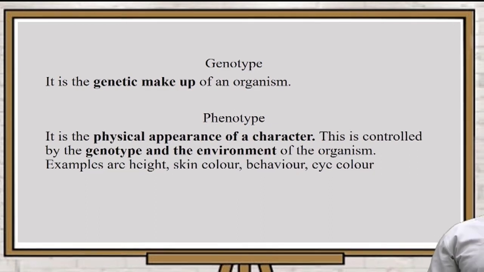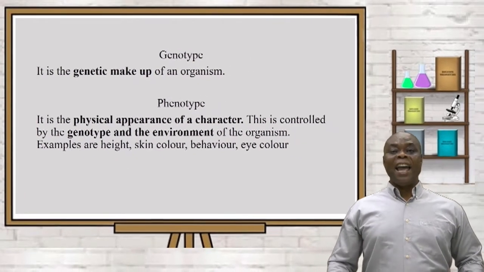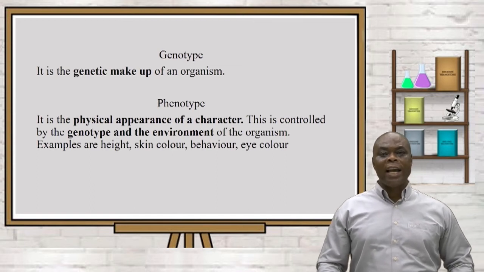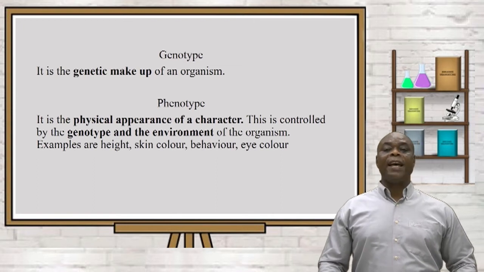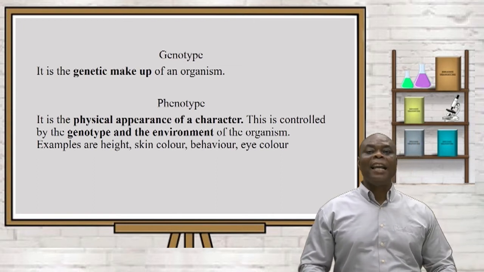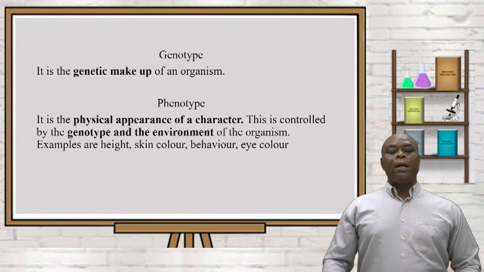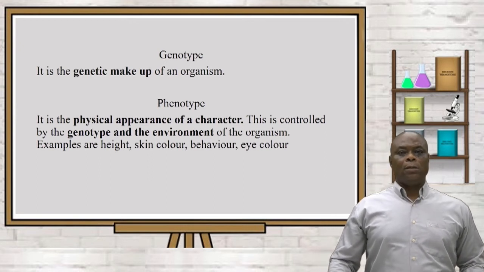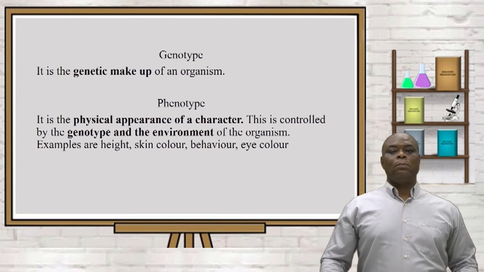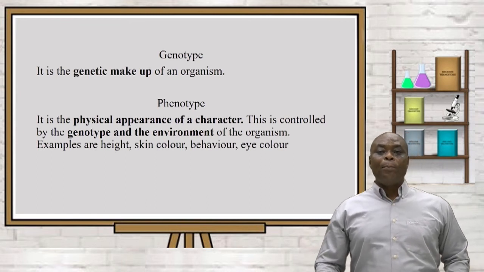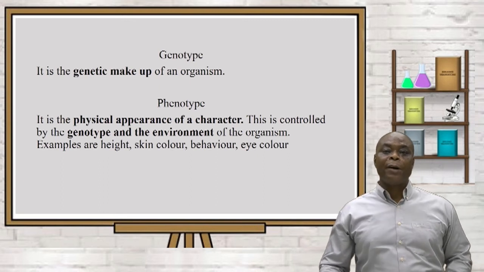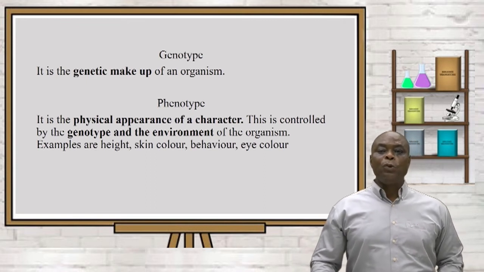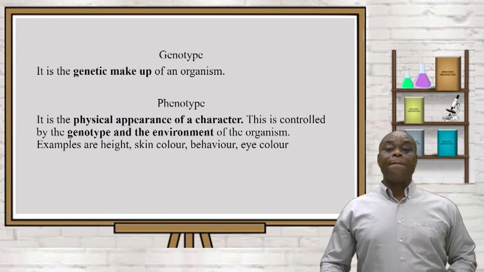For example, we have height. Height is controlled by a gene as well as the environment. You receive a gene for shortness or tallness, but if you are not fed well, which is the environmental, you will not achieve that height that you should get. Again, we have skin color. A person born to be dark may bleach to become fair. That skin color is controlled by both the genotype as well as the environment. The person genotypically is supposed to be dark, but due to bleaching, which is environmental, becomes fair.